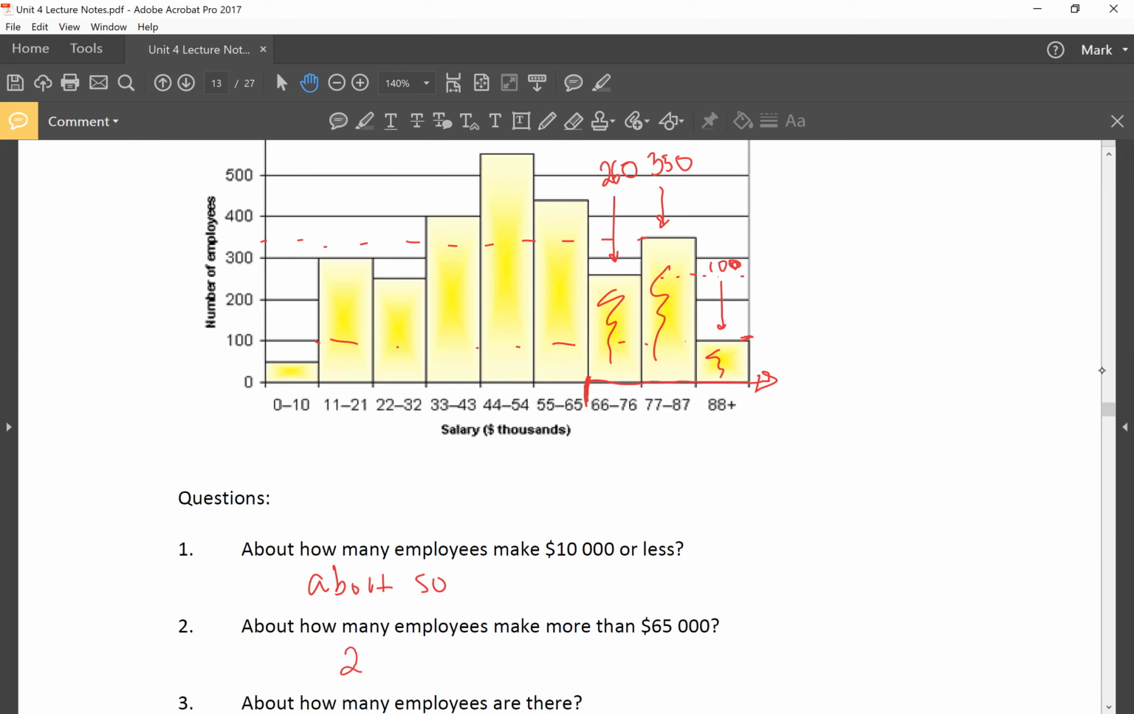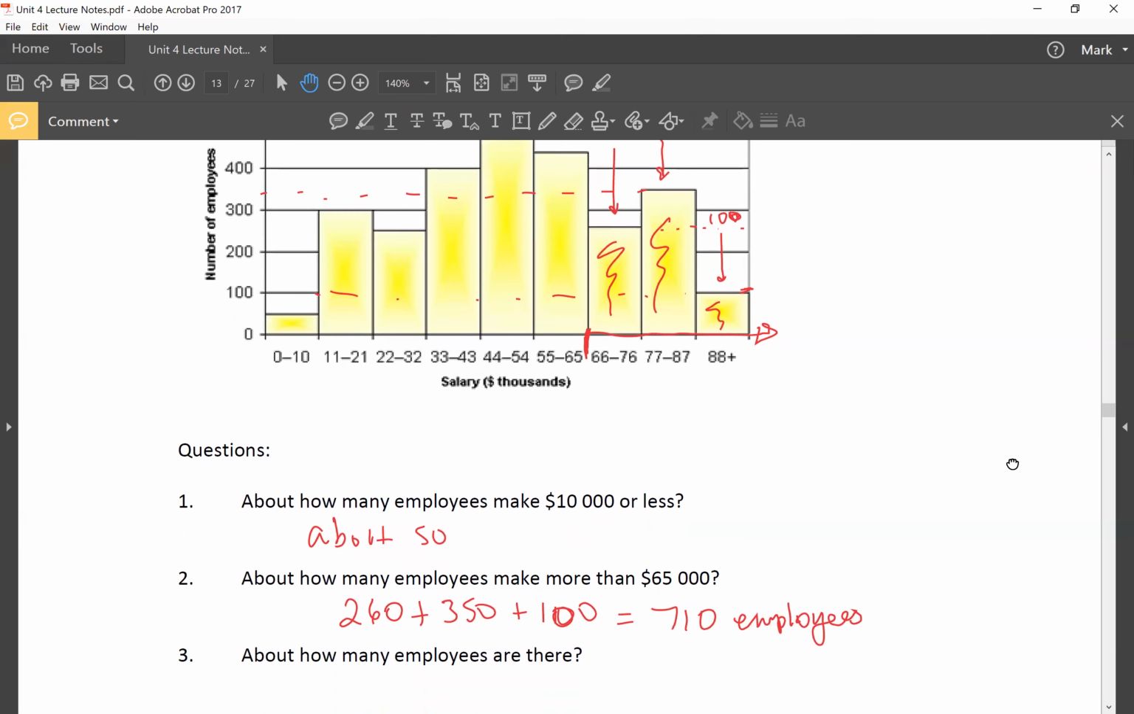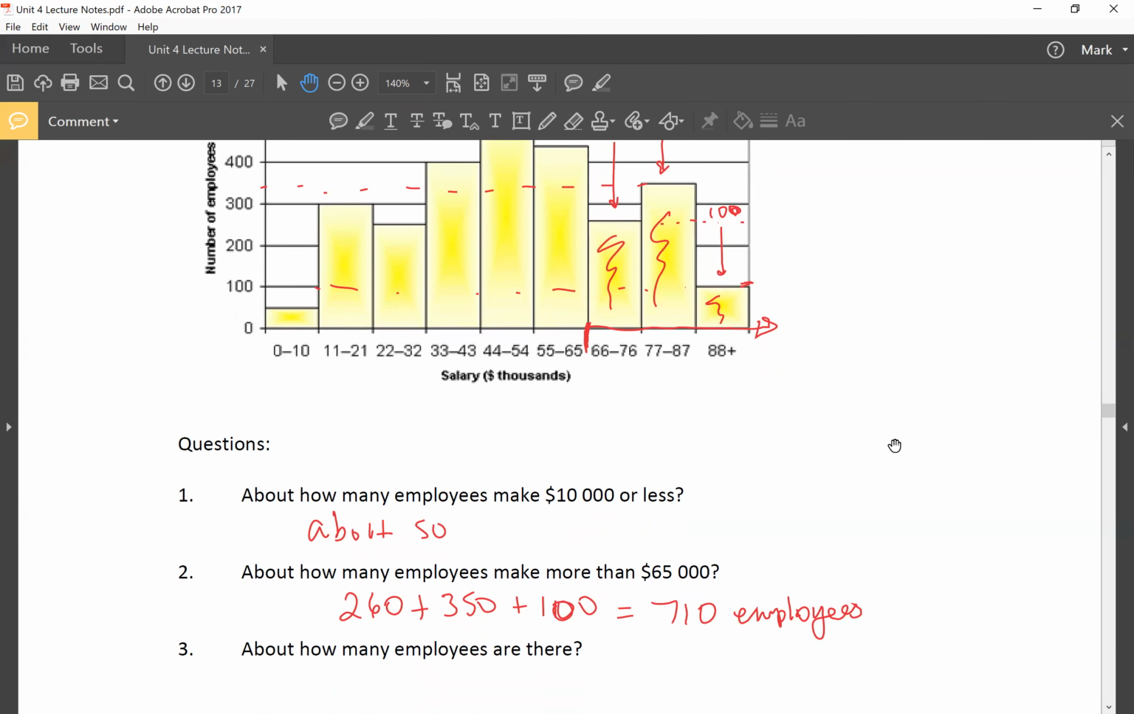So we have 260 plus 350 plus 100. And that's it. Now, Calcium said 710, so let's just make sure. Yep, perfect. 710 employees. Okay. The next question: how many employees are there?